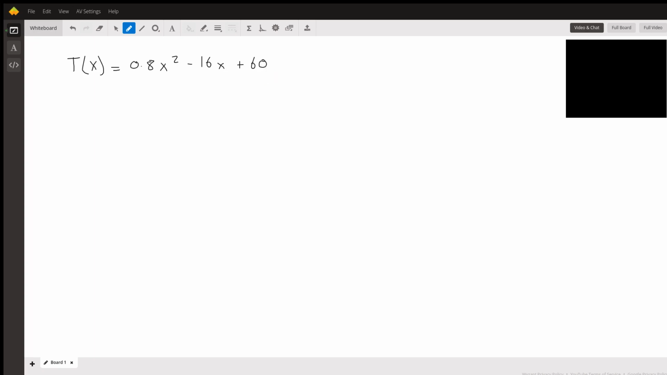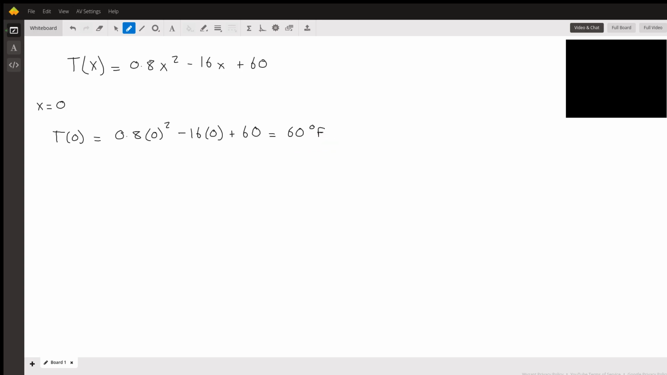So the first question is, what was the temperature when the storm began? When the storm begins, the time, which is represented by x, is 0, because this is the initial time, basically time zero when something begins. So if we plug in 0 instead of x, we're going to get 0.8 times 0 squared minus 16 times 0 plus 60. And that's going to give us 60. So the temperature initially is 60 degrees Fahrenheit.